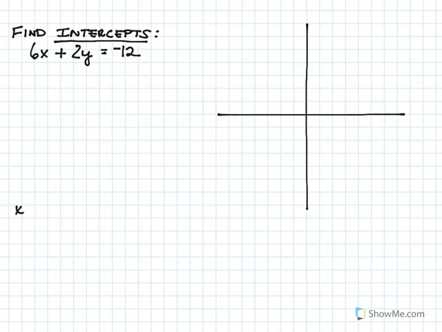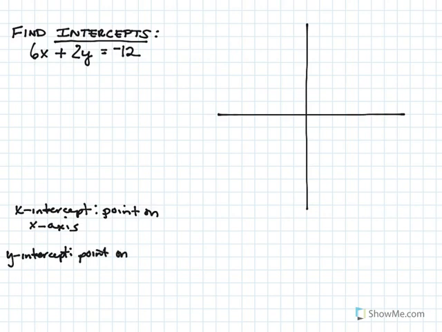So an x-intercept is a point on the x-axis. The y-intercept is a point on the y-axis. Okay? So if it's on the axis, that automatically means that the other component is 0 for that point. So if it's on the x-axis, that means the y component is 0 at that point.